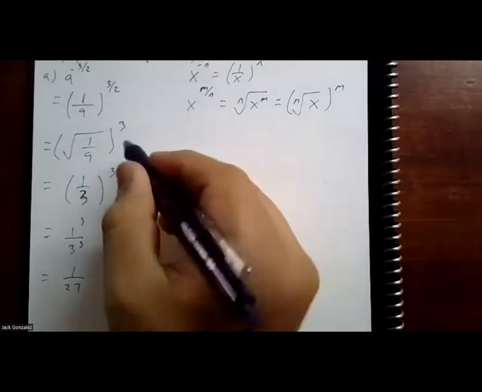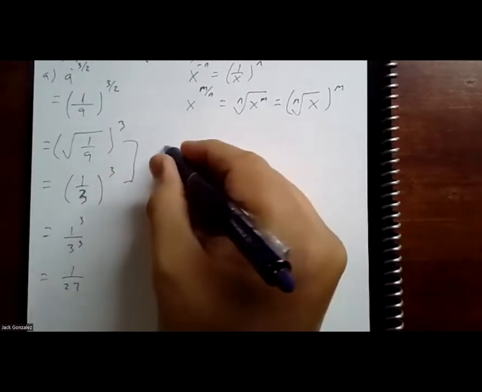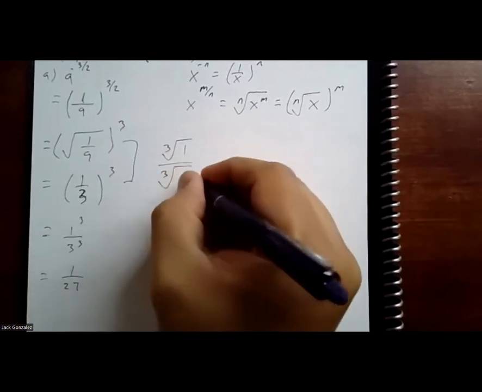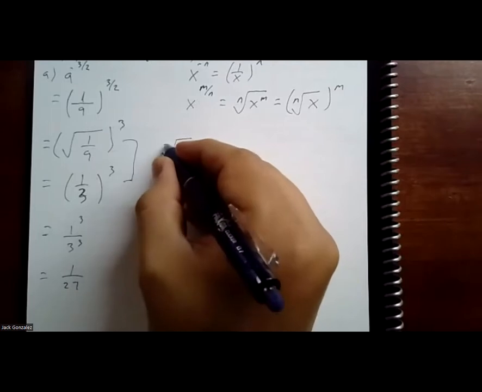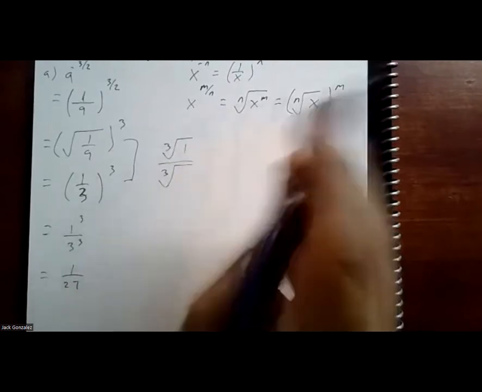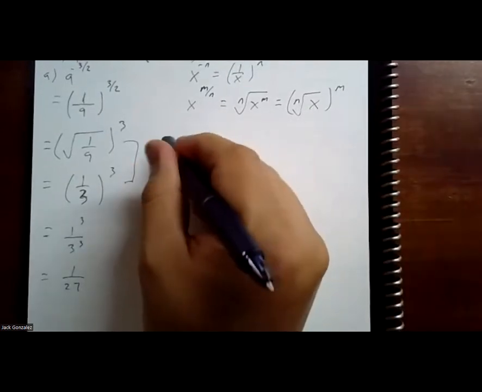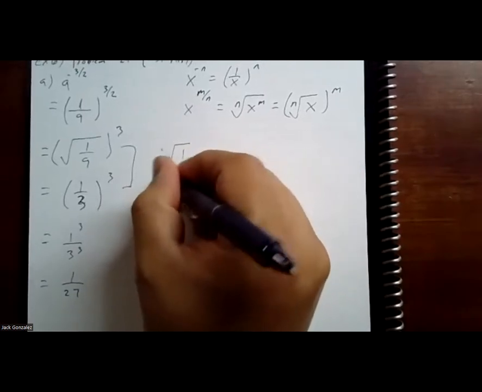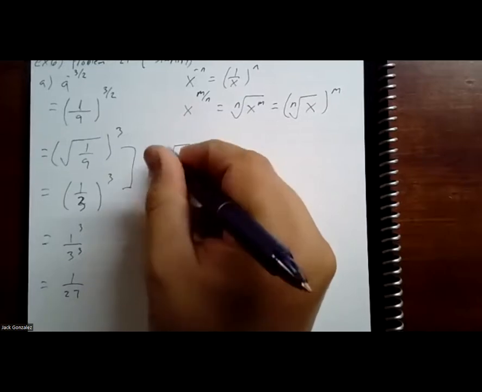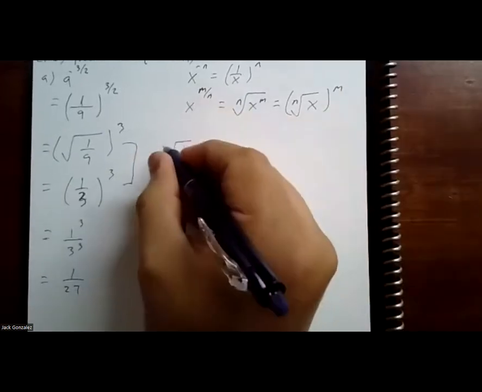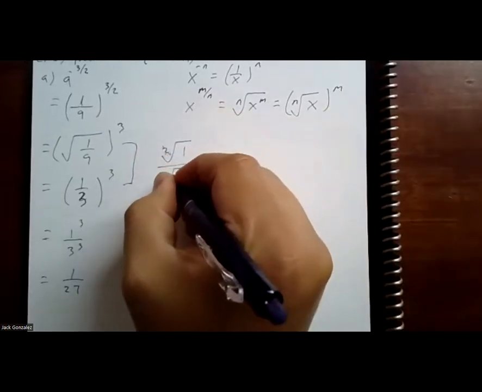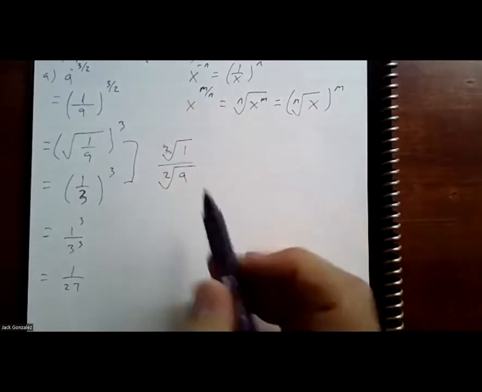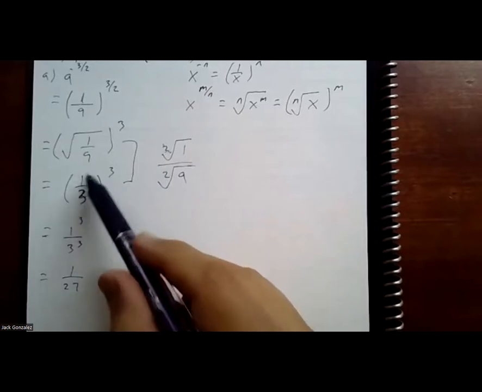If you want an in-between step here, basically what I did was square root the 1, square root the 9. I keep saying cube. It should have been a square. That's how I got 3 and 1.